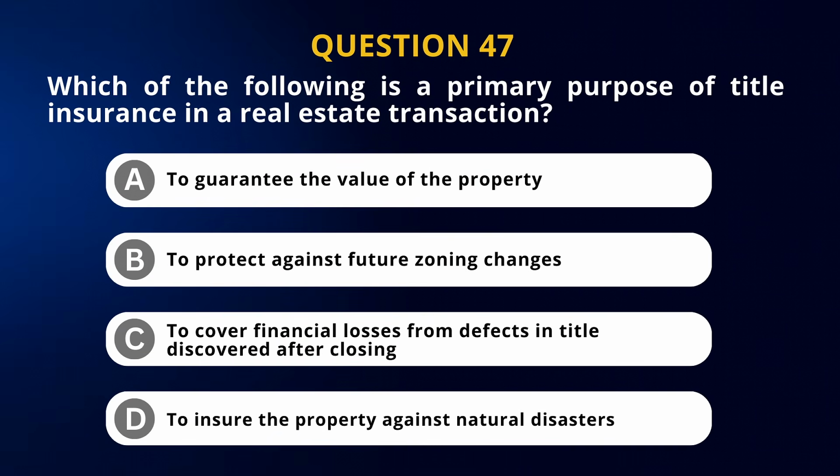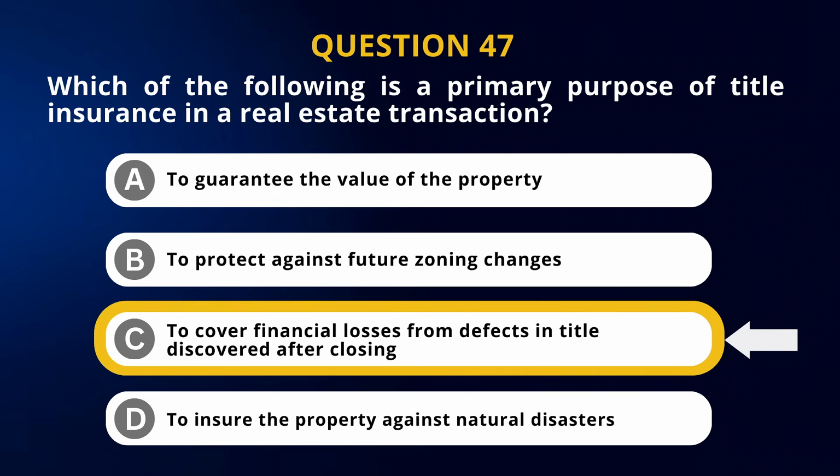Question number 47. Which of the following is a primary purpose of title insurance in a real estate transaction? Letter A, to guarantee the value of the property. Letter B, to protect against future zoning changes. Letter C, to cover financial losses from defects in title discovered after closing. Letter D, to insure the property against natural disasters. And the answer is letter C, to cover financial losses from defects in title discovered after closing.